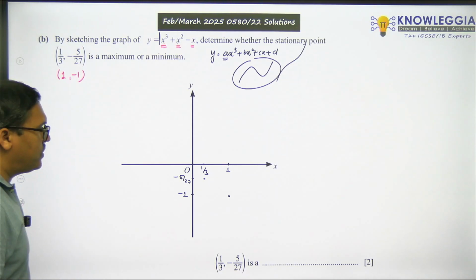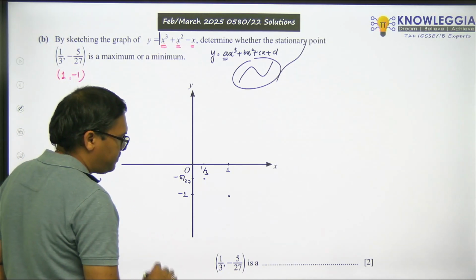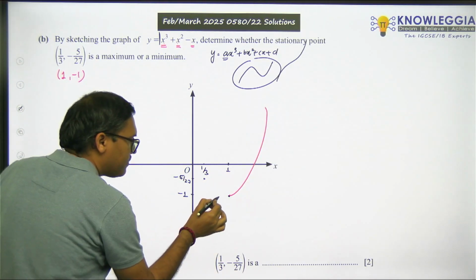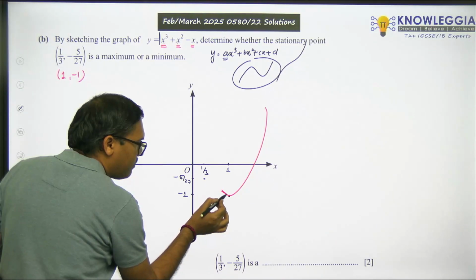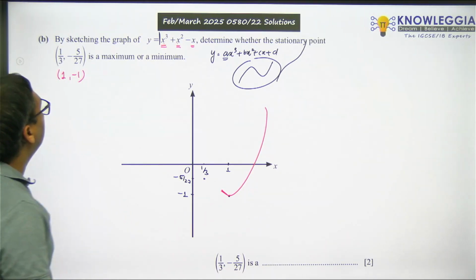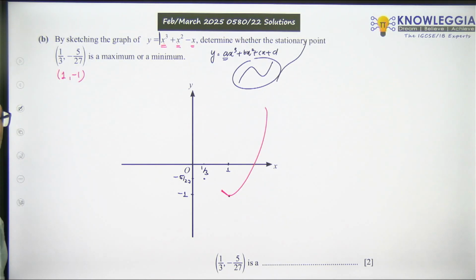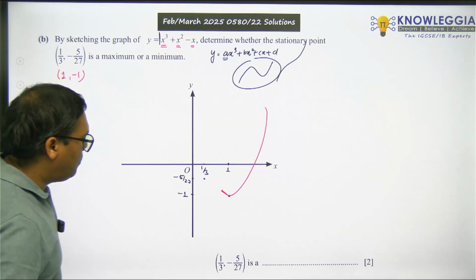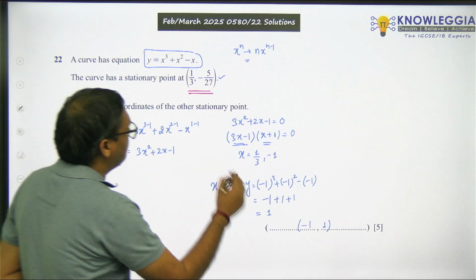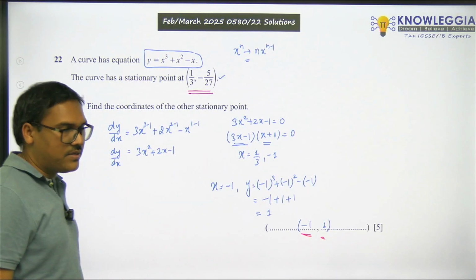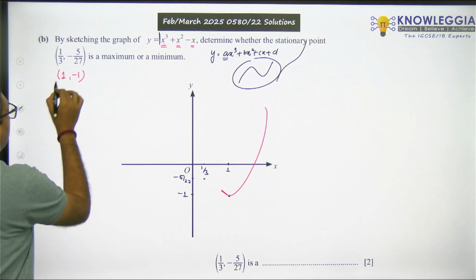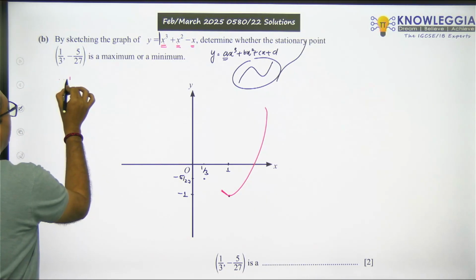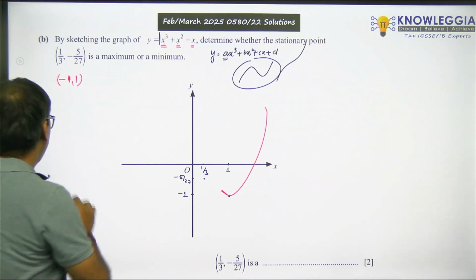So you can see the graph will go to this, then it will come. What is the value at 1 by 3? This is minus 5 by 27. And what is the value at, sorry, the other turning point is negative 1, comma 1. Just a correction: the other turning point is not minus this. This is negative 1, comma 1. So let's correct this.